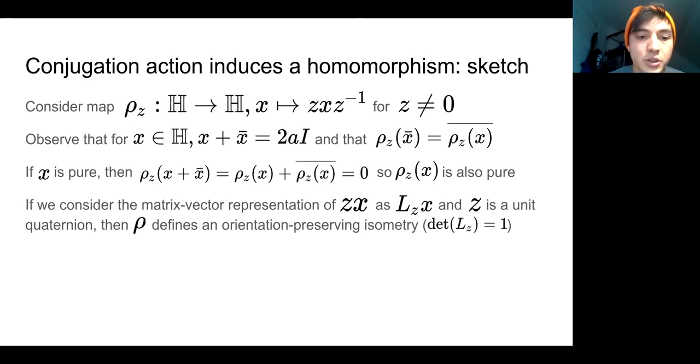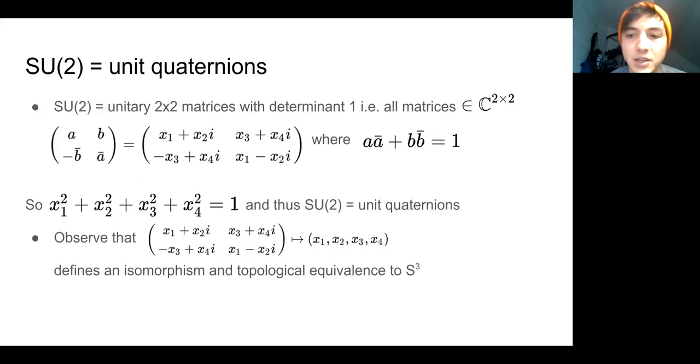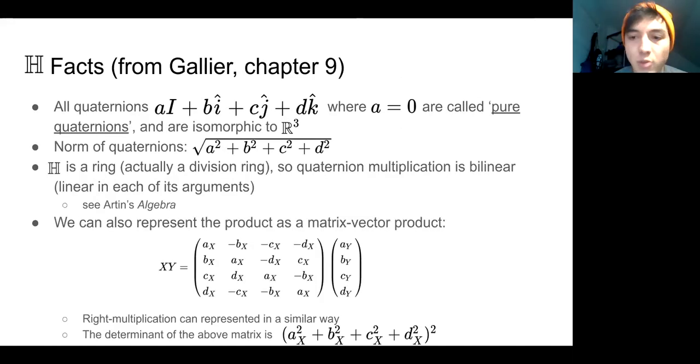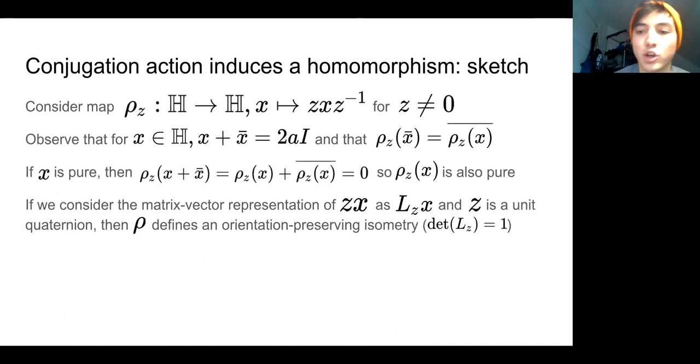In addition, if we look at the matrix-vector representation of this multiplication, if Z, our conjugating quaternion, is a unit quaternion, then by looking at the definition of this multiplication and its determinant, (a squared plus b squared plus c squared plus d squared) squared, we see that the determinant is 1. This will also be true for the inverse multiplication, which means that this transformation is in fact an isometry. And since the determinant is 1, it's an orientation-preserving isometry.